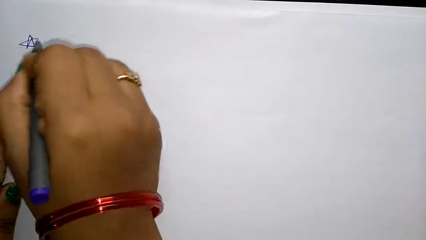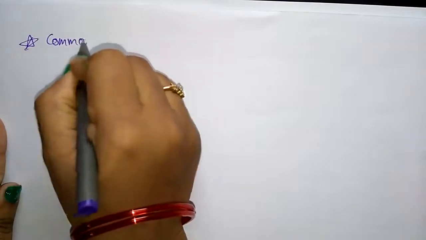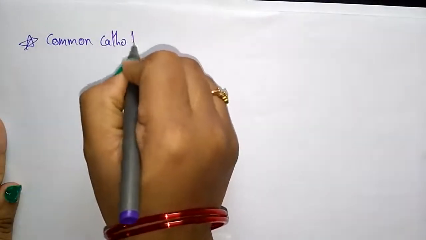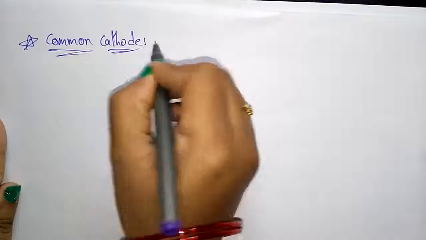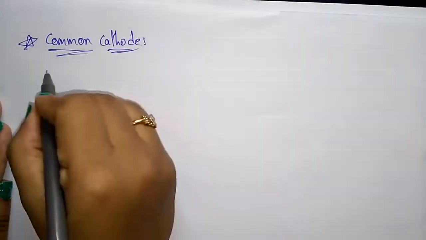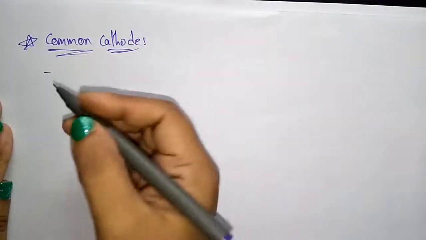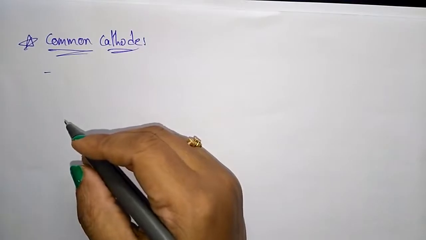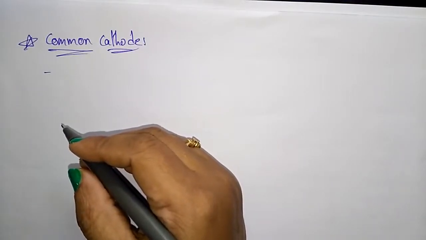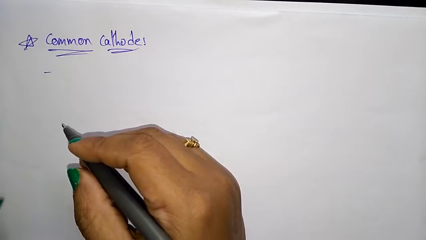Let me take the common cathode. Let me write the common cathode. If I take the common cathode, this should be reversed. Instead of 1s, I turn this to logic 1. So in the common cathode, it will operate as logic 1. In the common anode, the system will be operated in logic 0.